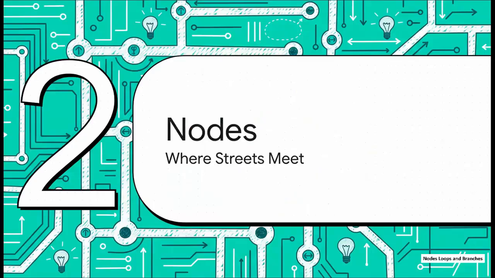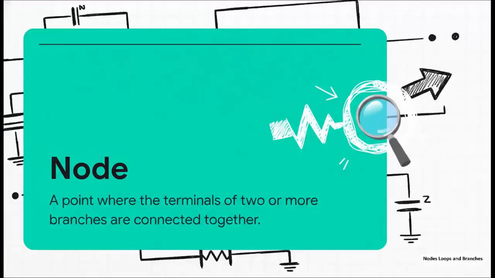Okay, let's move on to our second word, nodes. Now, if the branches are the streets in our little circuit city, then what are nodes? Well, they're the intersections. They're simply the spots where all those streets meet up. Technically speaking, a node is any point where the ends of 2 or more branches are connected together. But here's a super important thing to remember. See this connecting wire? The whole thing, no matter how long or twisty, is all part of the same node. Think of it like one big spread out intersection.